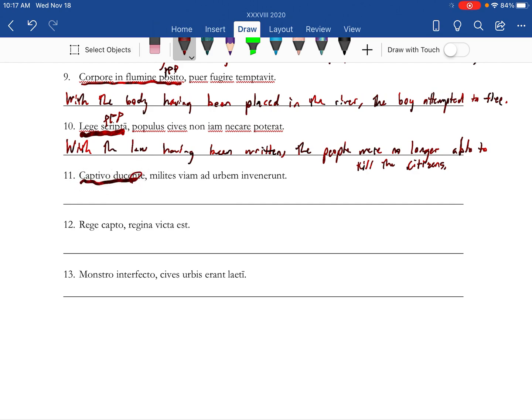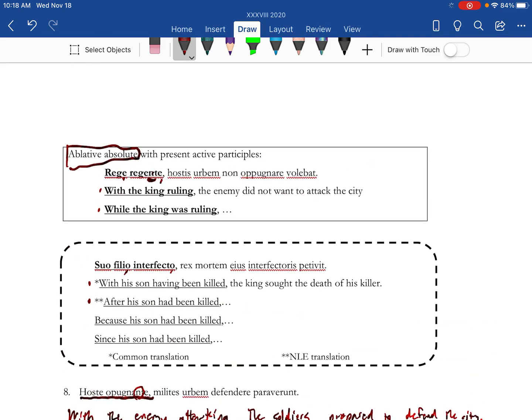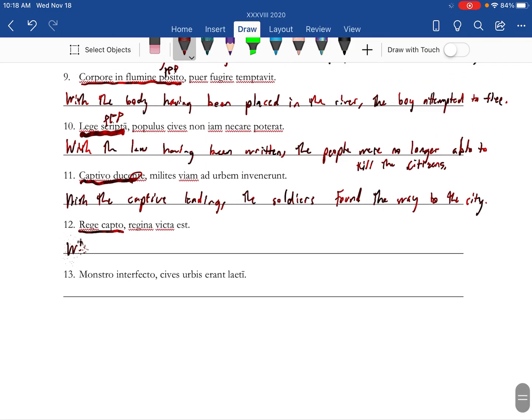Ablative absolute with a present active participle. With the captive leading, or while the captive was leading, the soldiers found the way or road to the city. Ablative absolute with a perfect passive participle. With the king having been captured.